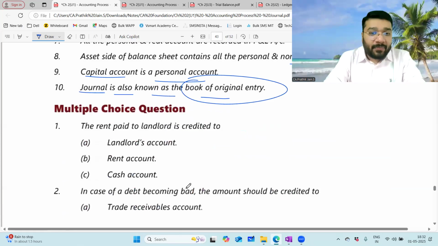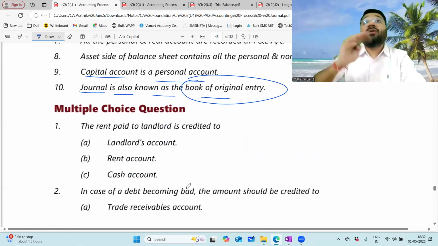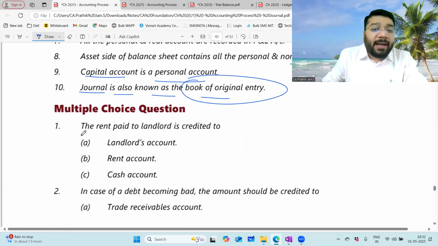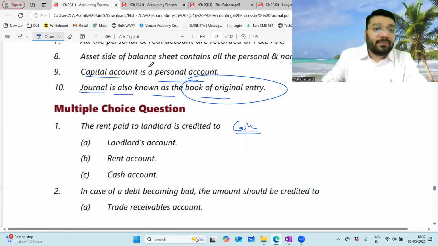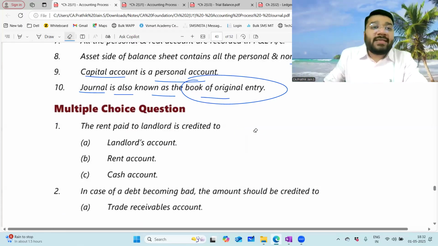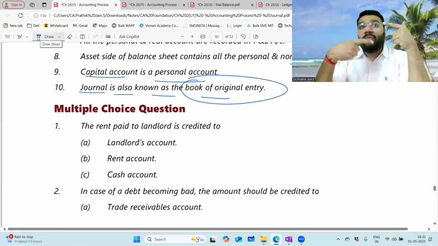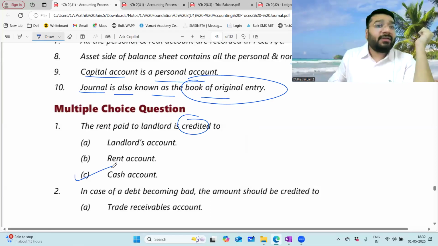Wonderful. Rent paid to landlord is credited to... Now, here is how the question may come. MCQ is not there in the syllabus, but how can they frame the question? Rent paid to landlord is credited to cash account. True and false. Like that, they can frame the question. Now, rent paid to landlord. What is the entry? Rent to cash. What is debited? Rent. What is credited? Cash. They are asking what? Credited. So what is the right answer? Cash.